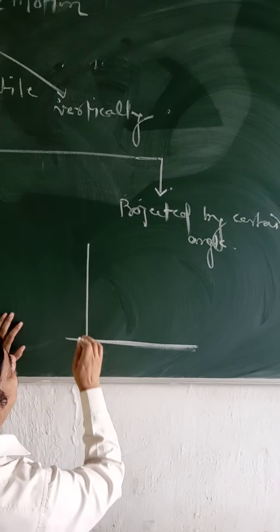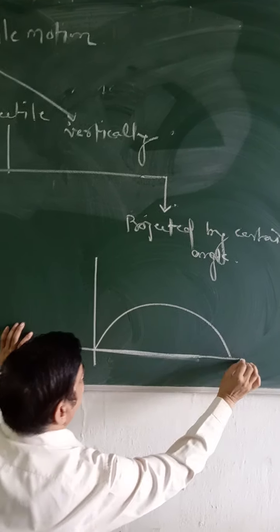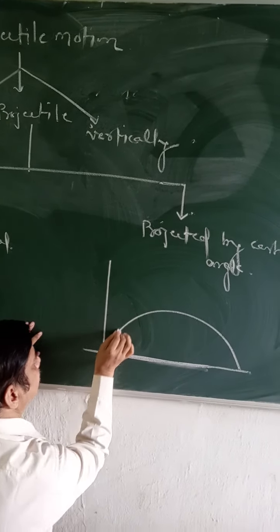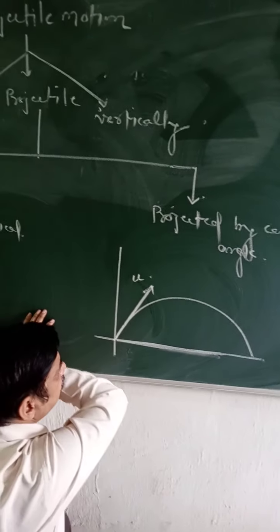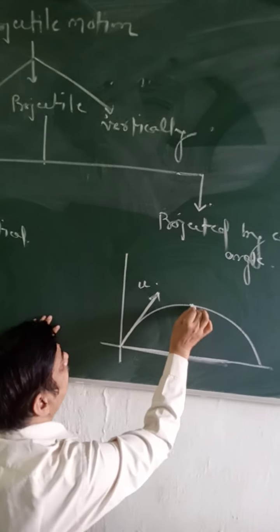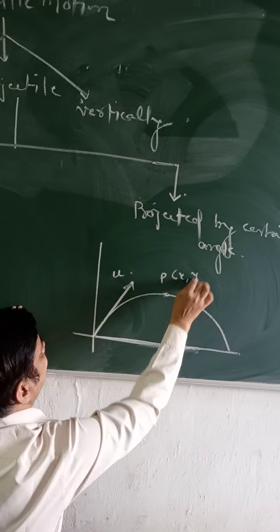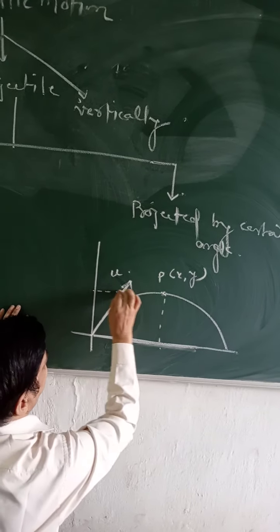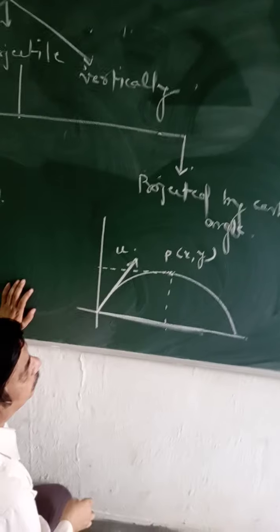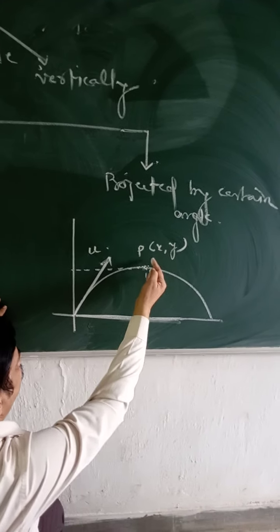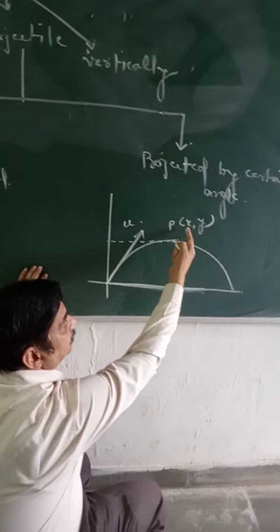Projected at a certain angle means, as you know very well, this is the y-axis and this is the x-axis, and the object is projected. Here this is the tangent at this particular point. This shows the initial velocity, and after time t the particle reaches this particular point. So this is P(x, y) and this is the position after time t. Here also, when the body moves, it changes its position with respect to the x-axis.